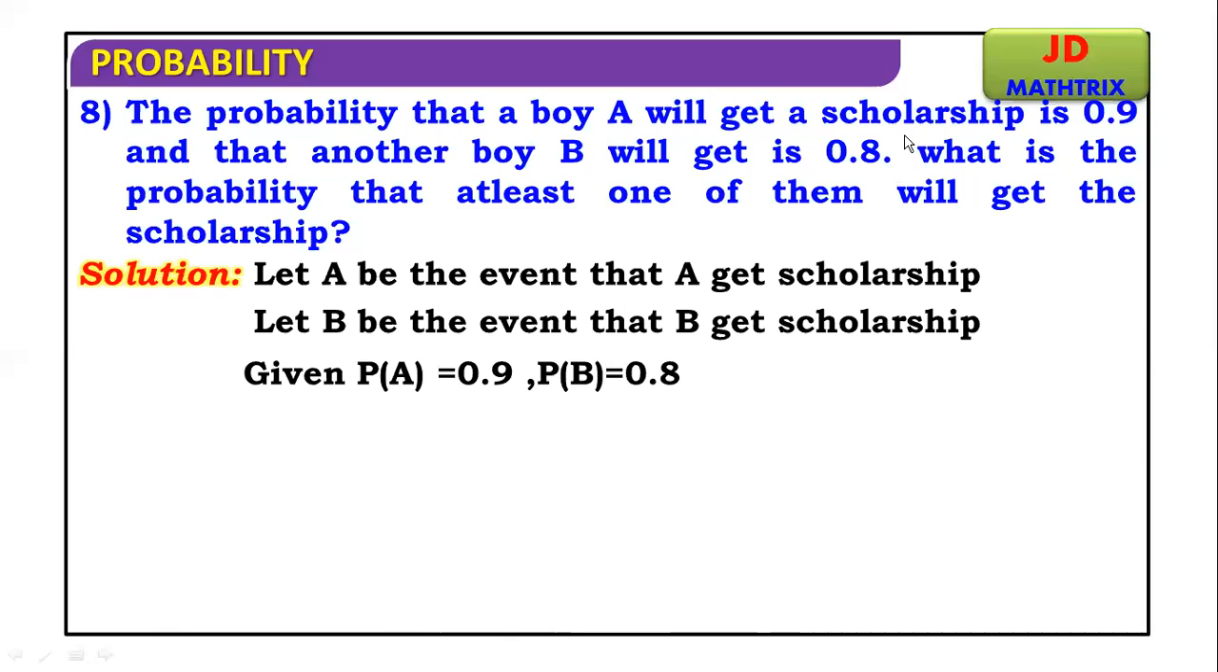So if they are eligible, they both will get scholarship. So first of all, A and B are not mutually exclusive. And also, everyone should get a scholarship according to their eligibility. So therefore, the events A, B are independent events.